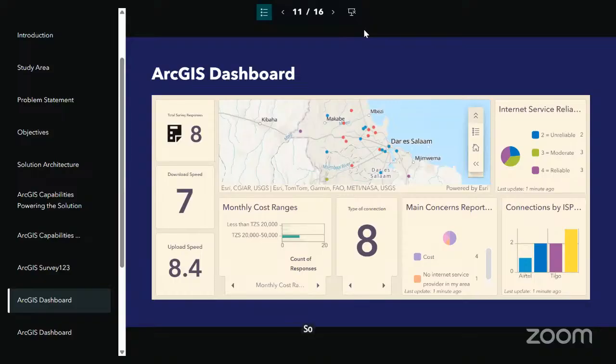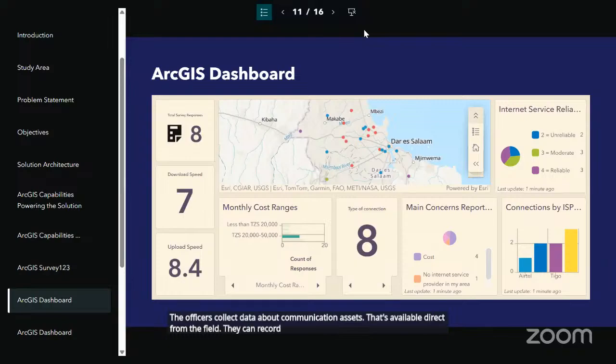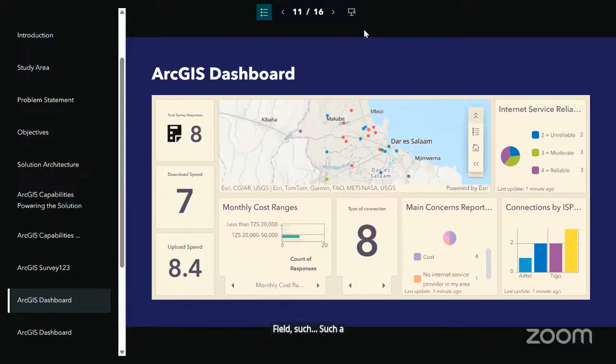So, Field Maps, as I've said, is a mobile application which could help the officers to collect data about communication assets that are available direct from the field. They can record the location and the details of the different infrastructure present on the field. Examples of such infrastructure include the towers, hubs, cables, and other infrastructure, and update the information in real time and maintain an accurate, up-to-date inventory.